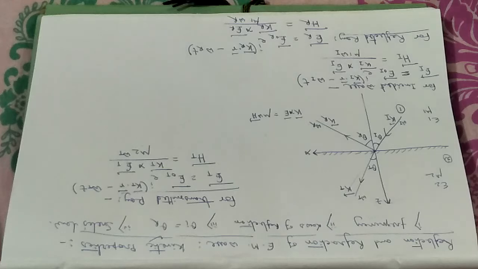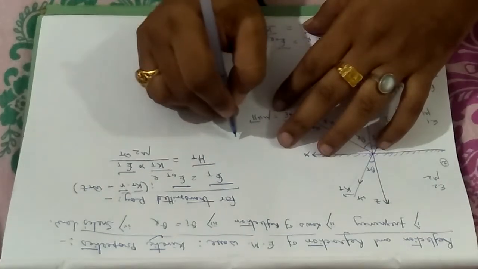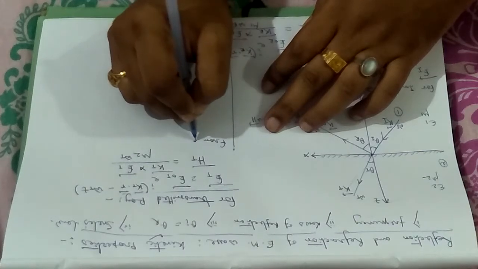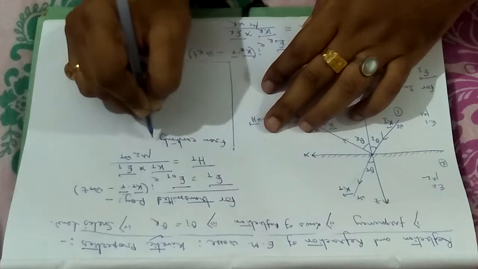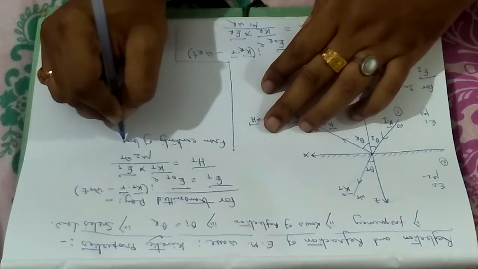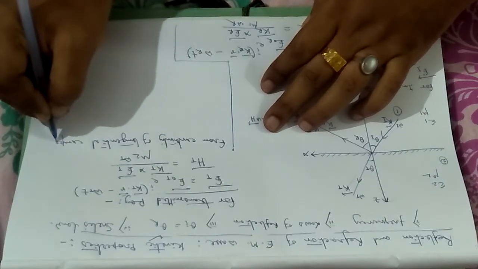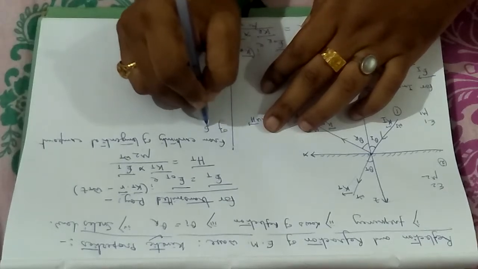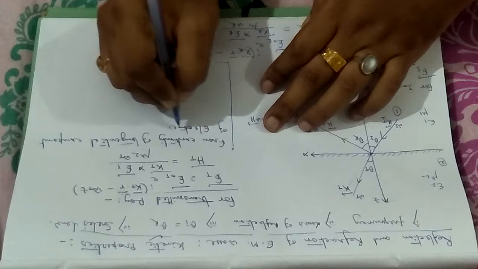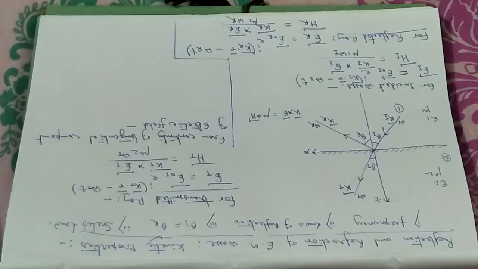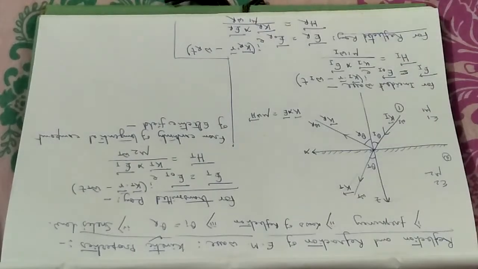Now from the continuity of tangential component of electric field, we can write, we know that the tangential component of electric field is continuous in the boundary and the normal component of magnetic field is continuous along the boundary.